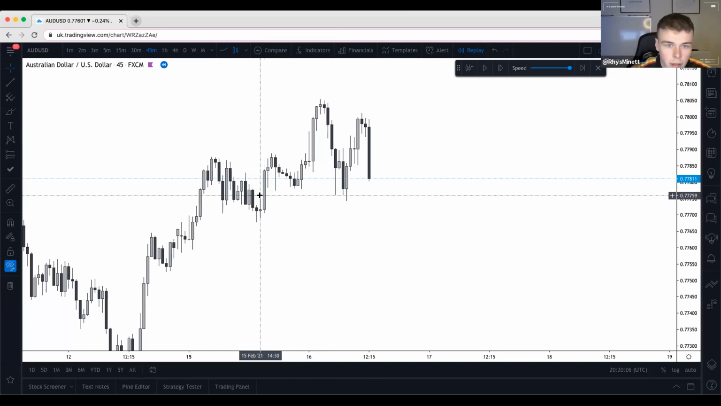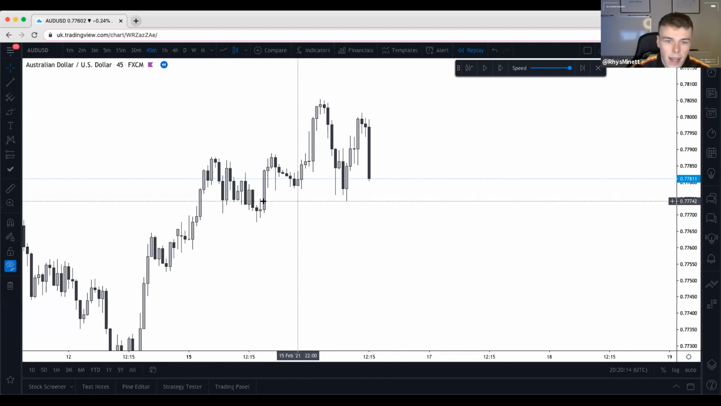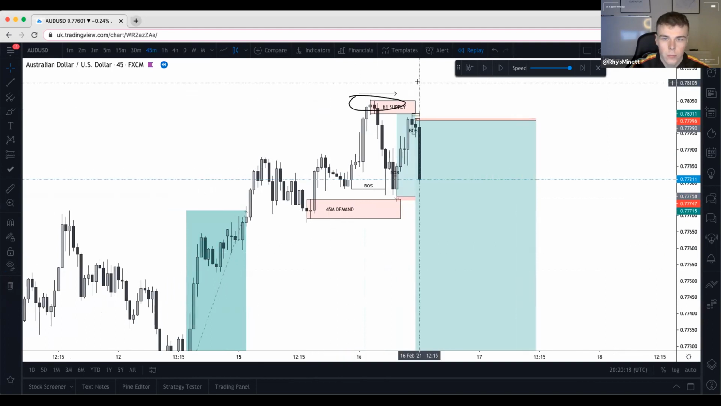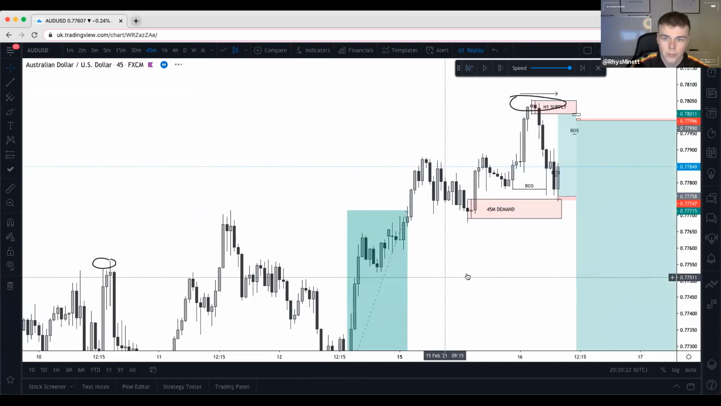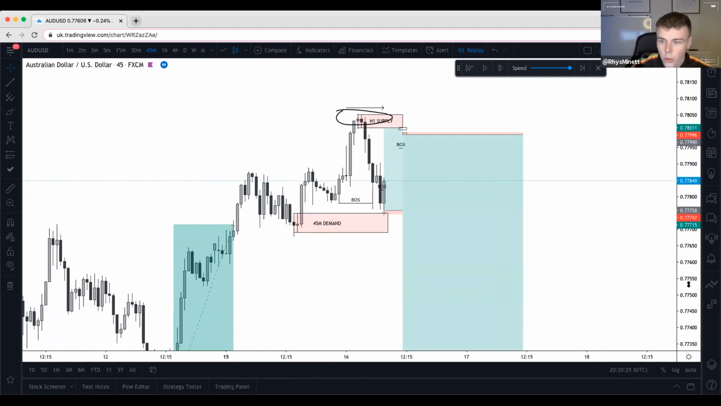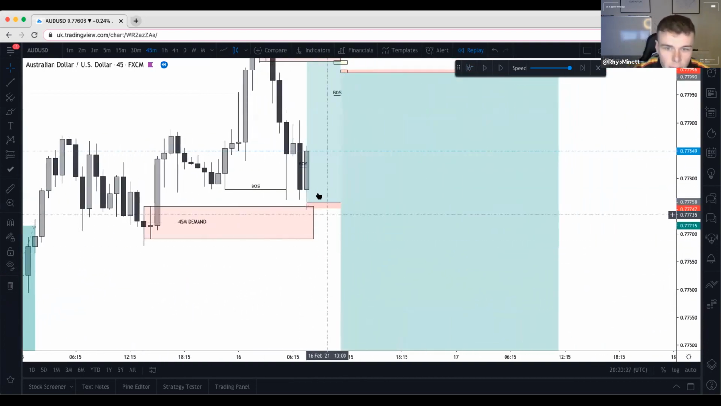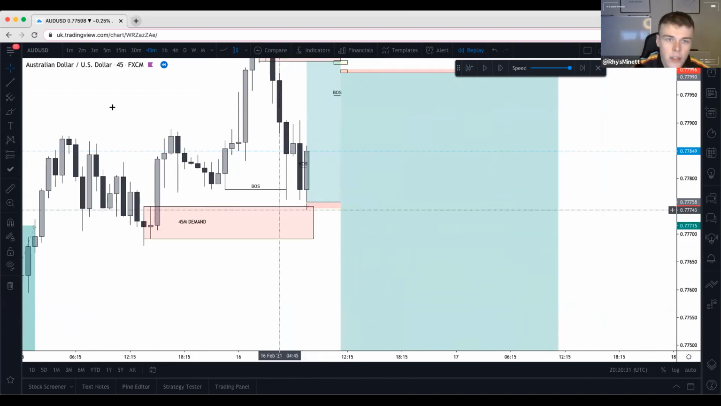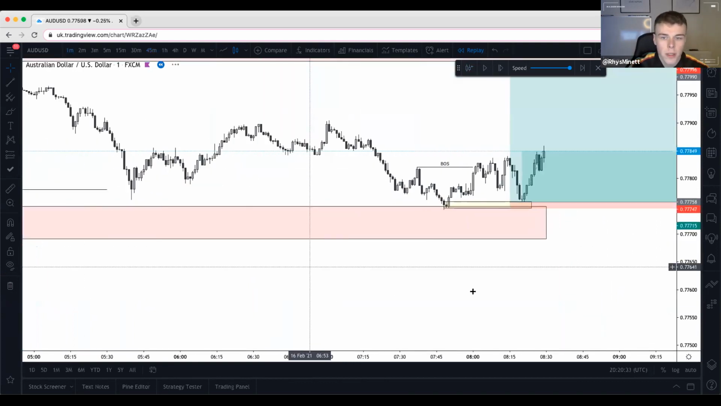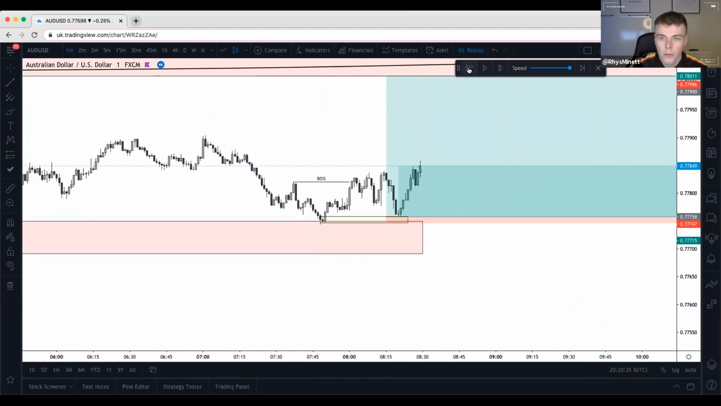So what's right here? We've got an imbalance before this candle. That can be a point of interest. Let's have a little look. So once price comes into this point of interest, you can clearly see it's just wicked into that point of interest. Let's drop to the smaller time frames and see what we've got.